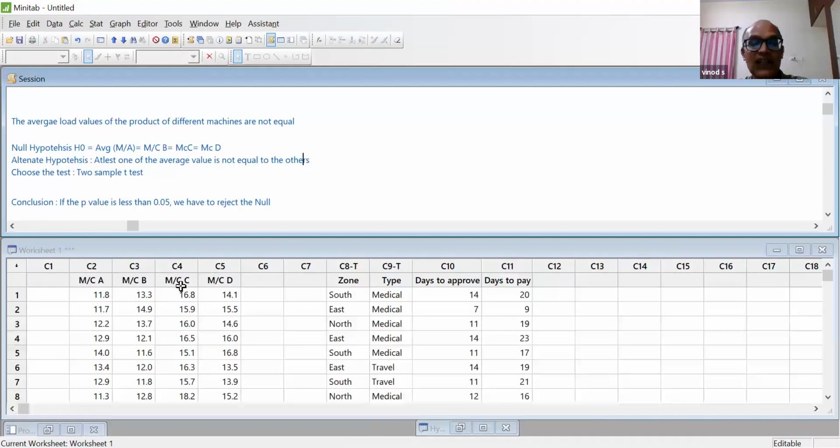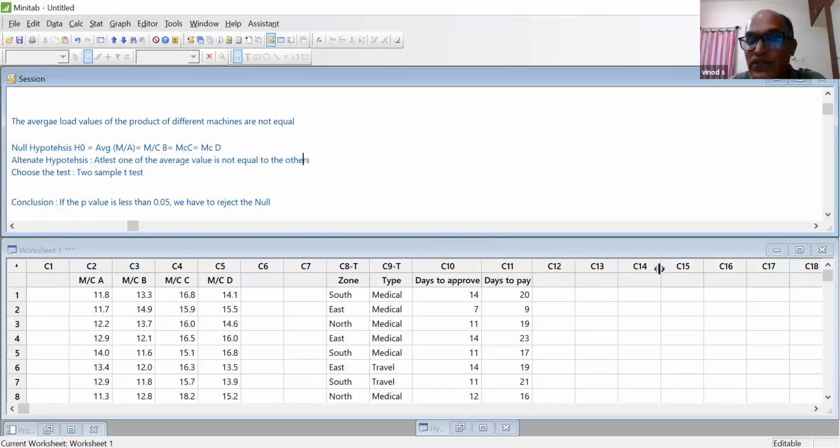Another condition is that these two are equal and these two are not equal. Similarly, all the permutations and combinations: either all four are different, or one is different, or two, or three are different. All these combinations are covered by this one statement: at least one of them is different from the others. If at least one is different, the p-value will show below 0.05. If more than two are different, it will also show below 0.05. But if all are equal, then the p-value will be more than 0.05. Is it clear?